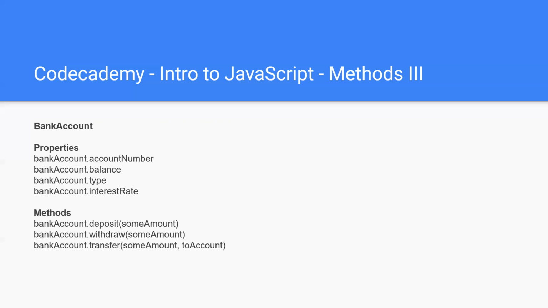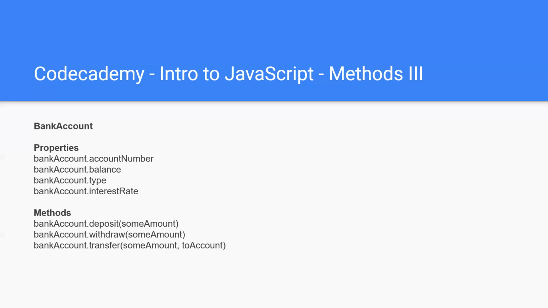Now, methods on the bank account are the operations or the behaviors of that object. So things you can expect to perform on any bank account are things like deposit, withdrawal, and transfer, transferring some funds from one bank account to another.